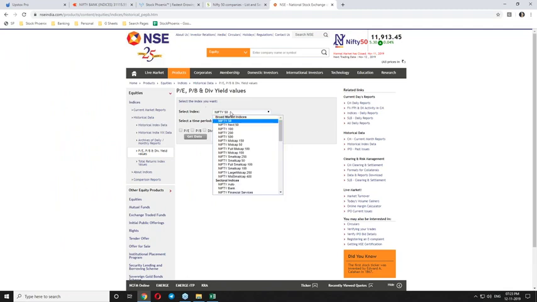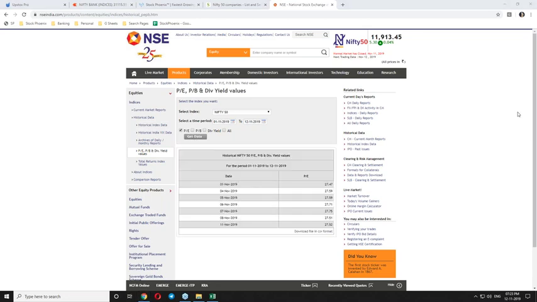Nifty 50. See for Nifty 50 alone. Let's see from November 1st till date. I need only PE ratio. You can see here the PE ratio is 27.47 for 1st November and 27.52 for 11th November. Like this, it differs on a daily basis.